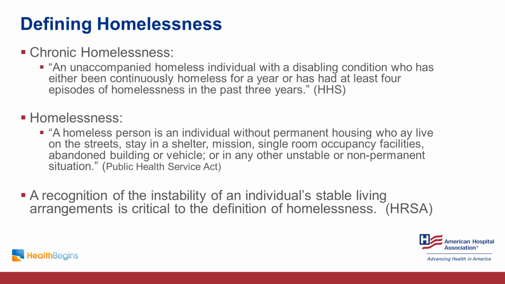According to HHS, chronic homelessness is defined as an unaccompanied homeless individual with a disabling condition who has either been continuously homeless for a year or has had at least 4 episodes of homelessness in the past 3 years. There's also a definition from the Public Health Service Act, which defines a homeless person as an individual without permanent housing who may live on the streets, stay in the shelter, mission, single room occupancy, abandoned building or vehicle, or in any other unstable or non-permanent situation.